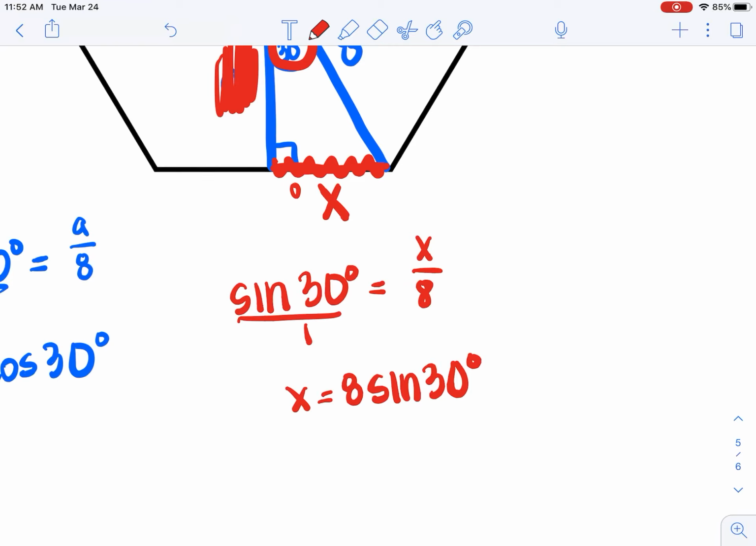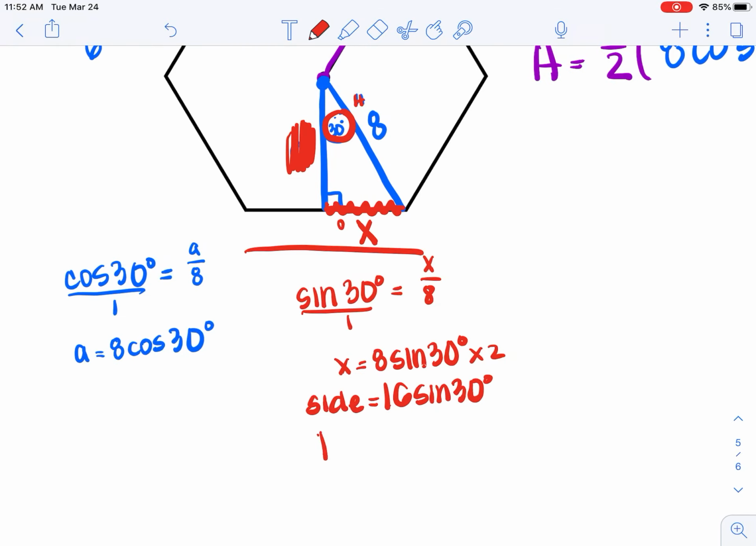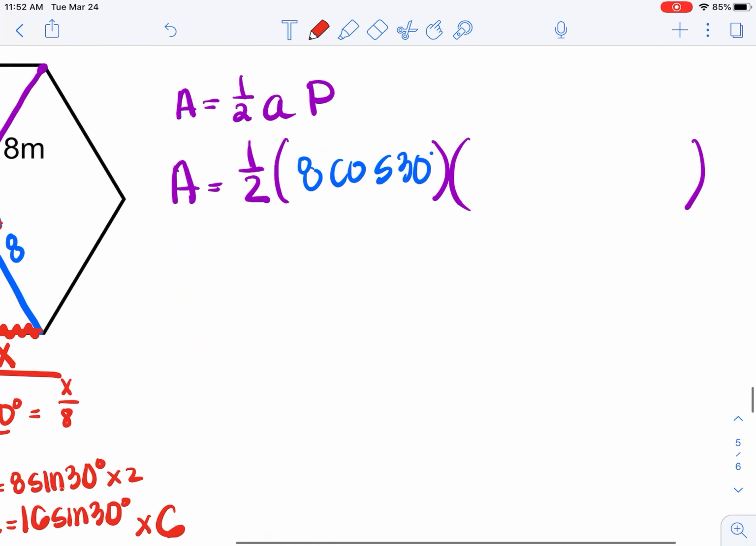Okay, now remember, you just found this piece and you need the perimeter. I didn't ask you to find x, I asked you to find the perimeter. So now I need to double that. So times 2 to get the side. That's 16 sine of 30. And then now I can get the perimeter by multiplying that answer by the number of sides, which is 6. So I have 6 times 16 sine of 30.